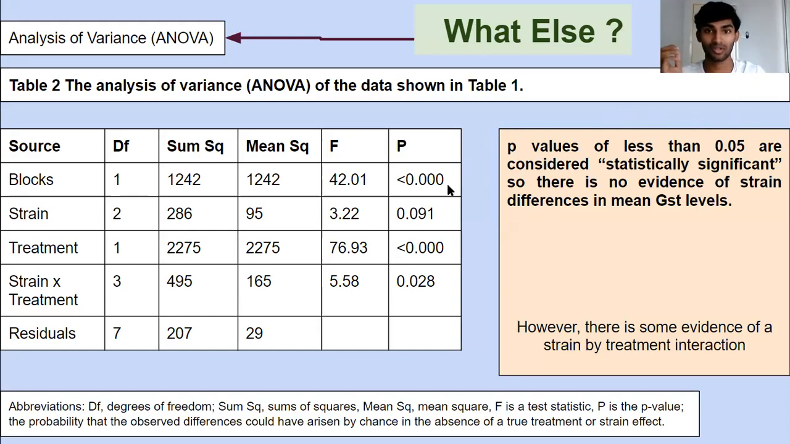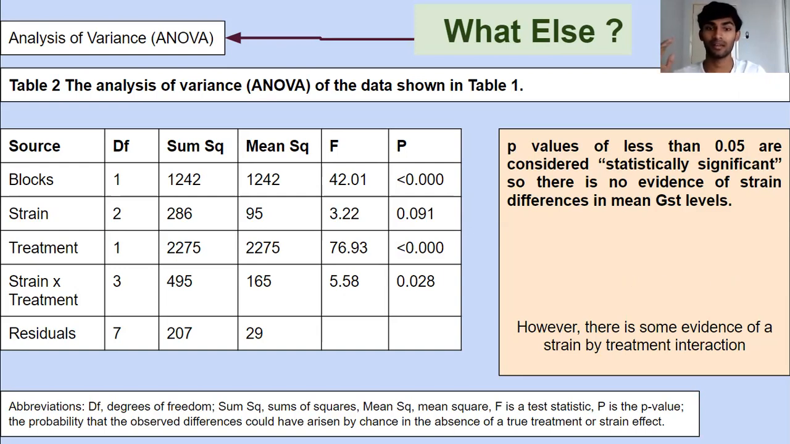This is not the case for strain, and it is also significant. There is evidence of difference between the treatments. However, when it comes to strain times treatment, there is evidence of differences. So this is what we would call a two-way interaction.